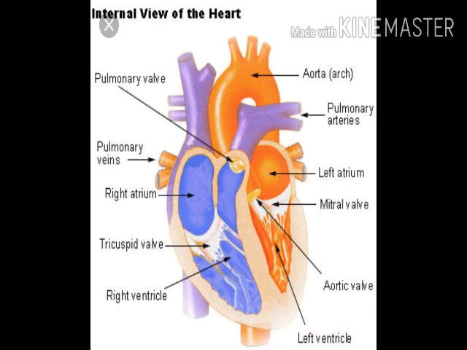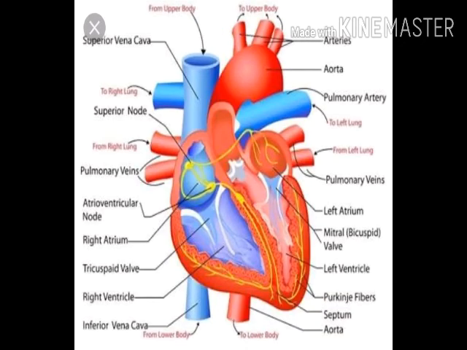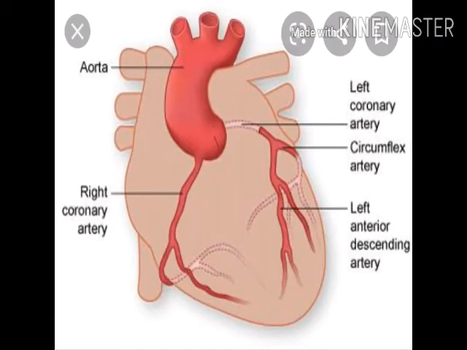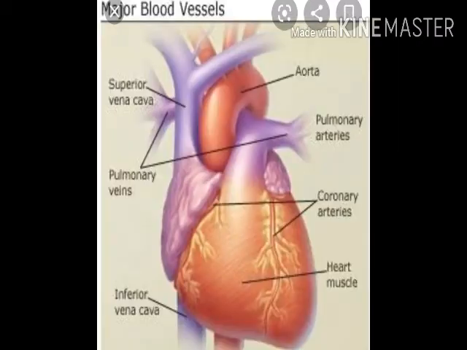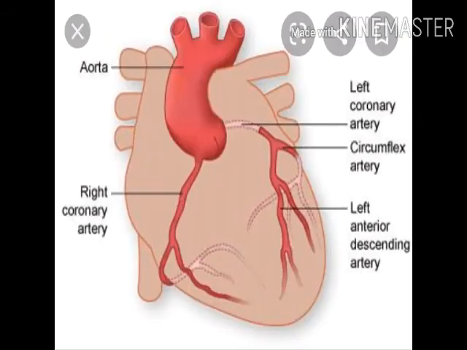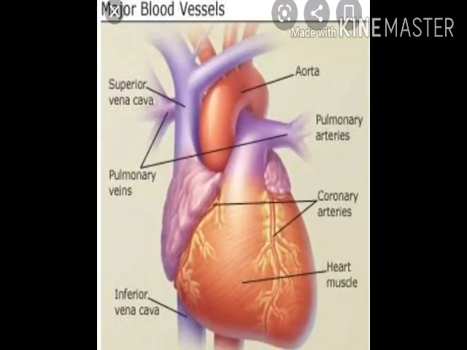Now move on to the different names and functions of the blood vessels associated with the heart. The blood vessels that enter the right atrium are the superior vena cava and inferior vena cava. The superior vena cava carries deoxygenated blood from the upper parts, that is head, neck, arms, and chest, back to the heart. The inferior vena cava carries deoxygenated blood from the lower parts, that is diaphragm, abdominal region, intestine, spleen, liver, kidneys, and also pelvis and legs, back to the heart.